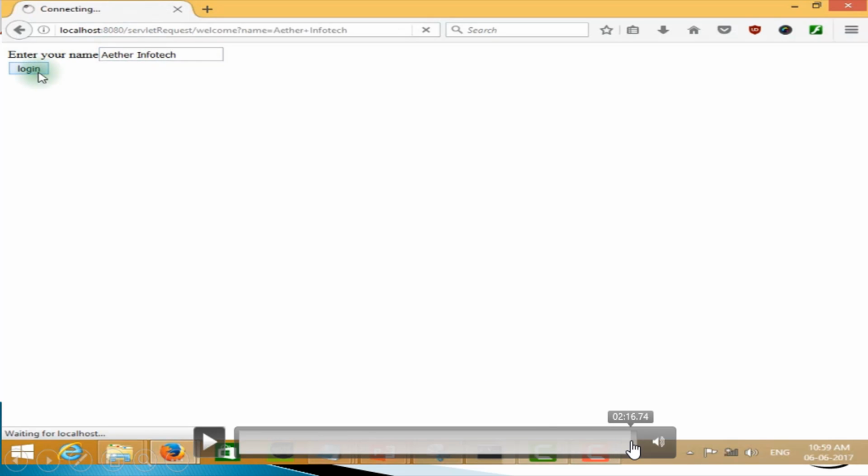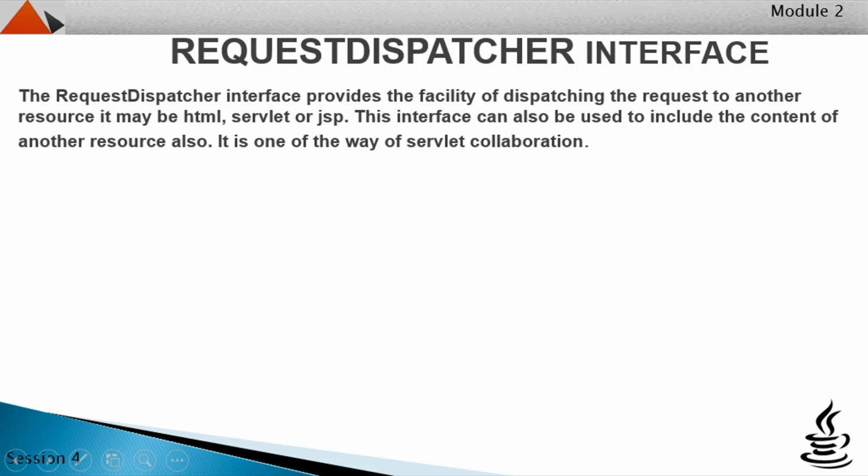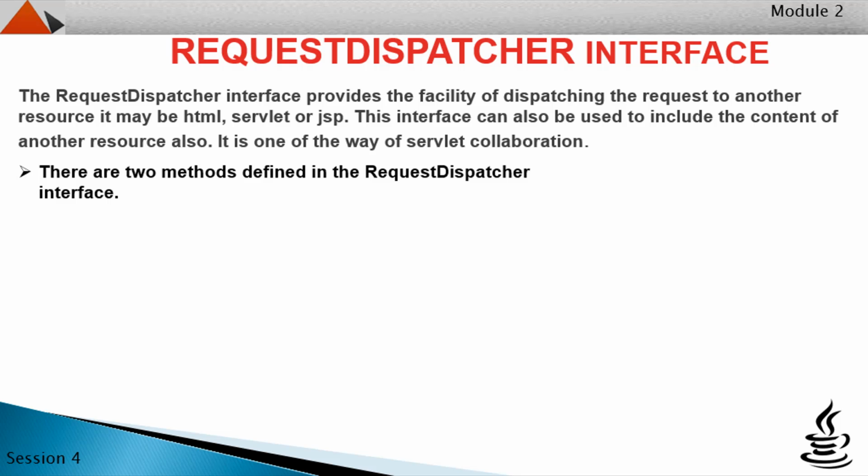Now let's discuss the RequestDispatcher interface. The RequestDispatcher interface provides the facility of dispatching the request to another resource. It may be HTML, Servlet, or JSP. This interface can also be used to include the content of another resource. It is one of the ways of Servlet collaboration. There are two methods defined in the RequestDispatcher interface.